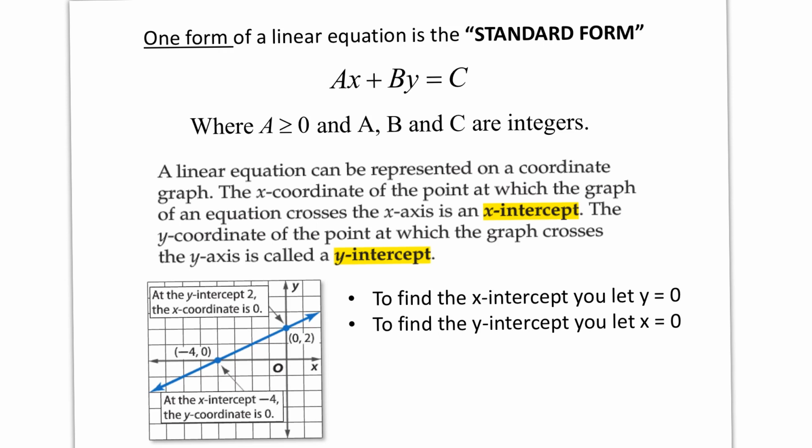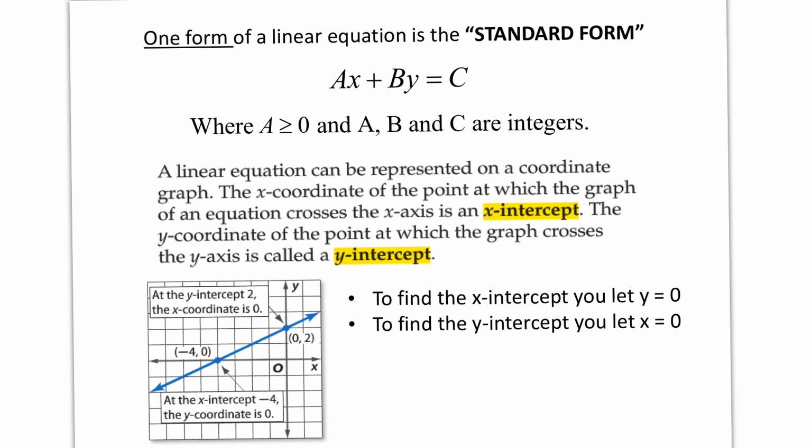You can say x equals -4 and the y coordinate equals 0. So that's your point, -4, 0. That is your coordinate of the x-intercept. You can also say x equals -4. When you ask for the x-intercept, you can say x equals -4.